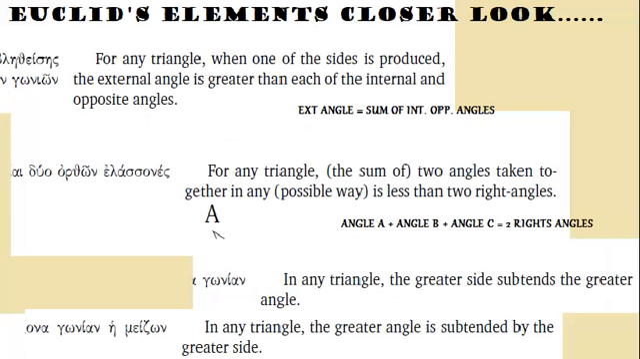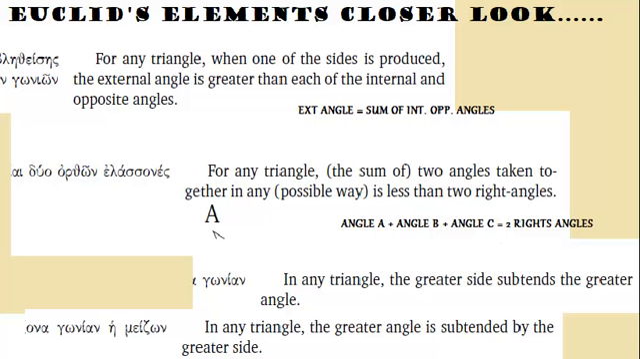A close peep into his writings reveals that he always talked in terms of inequalities. For instance, he said, for any triangle, when one of the sides is produced, the external angle is greater than each of the internal and opposite angles. But we derived it as: the exterior angle is equal to the sum of the interior opposite angles.